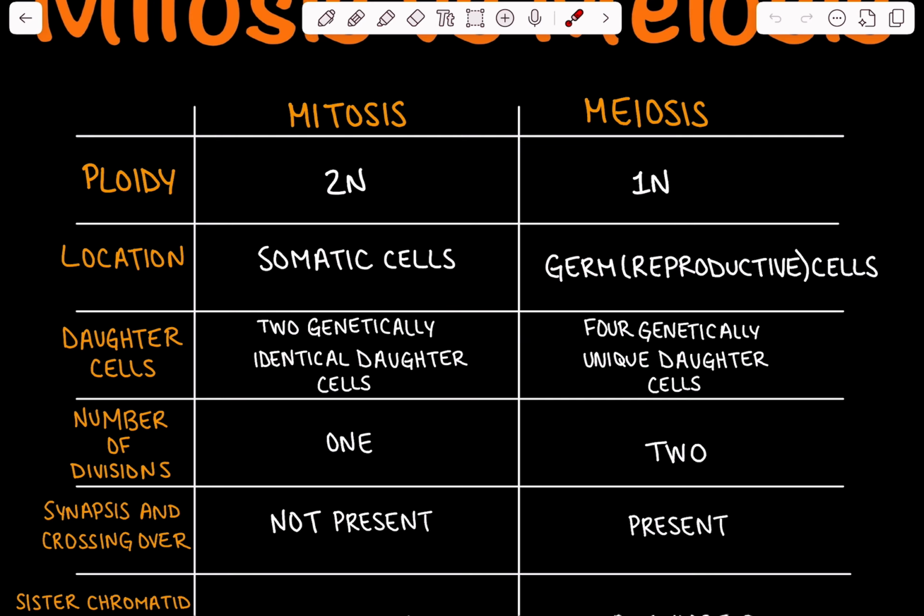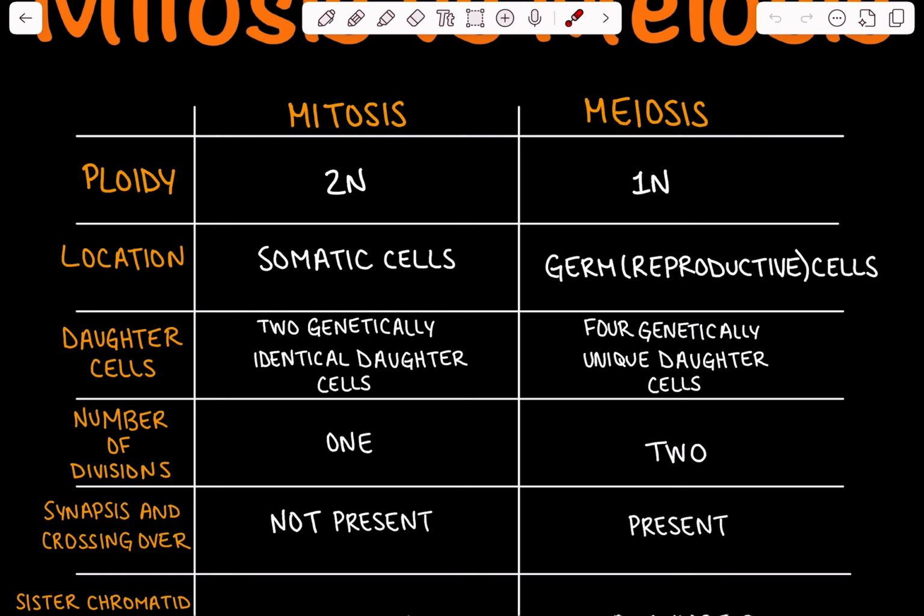Now, in mitosis, the daughter cells are genetically identical to the parent cell. So mitosis is producing diploid, genetically identical daughter cells, whereas in meiosis, we are producing haploid, genetically unique daughter cells, and we produce 4 of them. So the number of daughter cells is also different. In mitosis, we see 2 daughter cells, whereas in meiosis, we see 4 daughter cells.